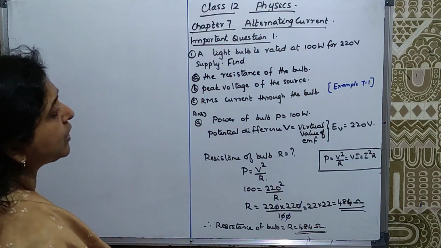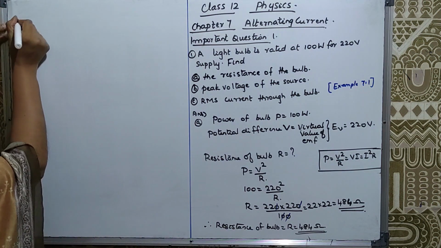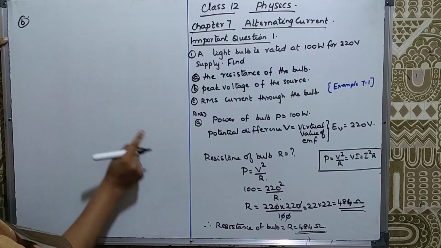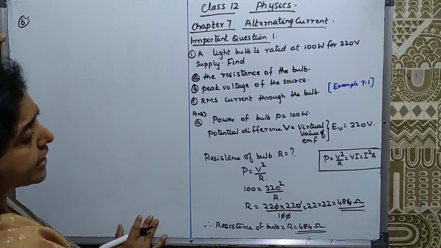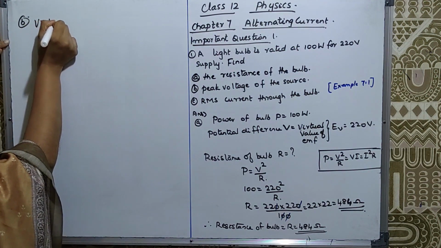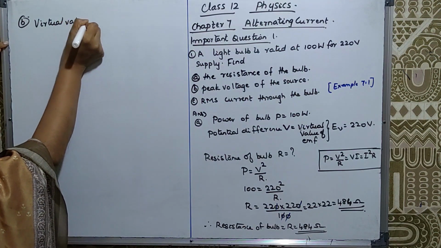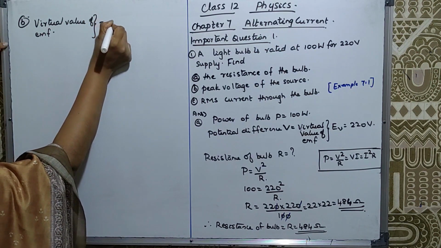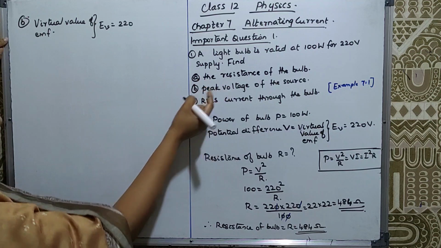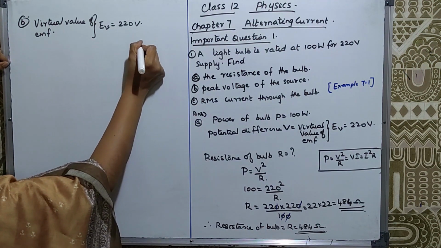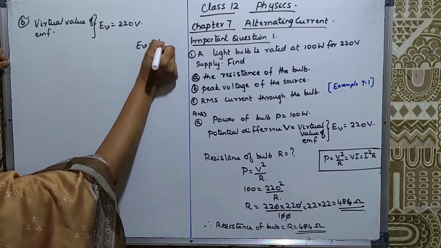Now we want to find out the peak voltage of the source. For finding the peak voltage of the source, the virtual value of EMF you know. Virtual value of EMF or RMS, E RMS or E V, all of them are the same. That is E suffix V or epsilon suffix V, which is the same as the potential difference across the bulb. Now you want to find out the peak value. Virtual value E V equal to E0 by root 2.